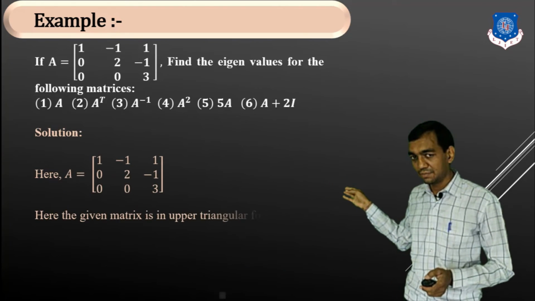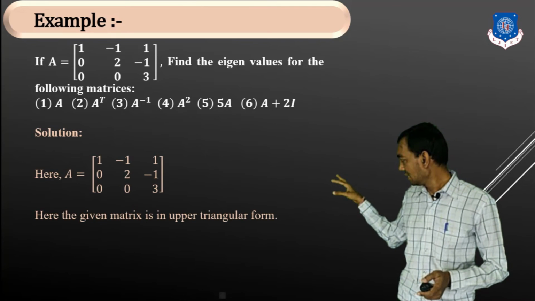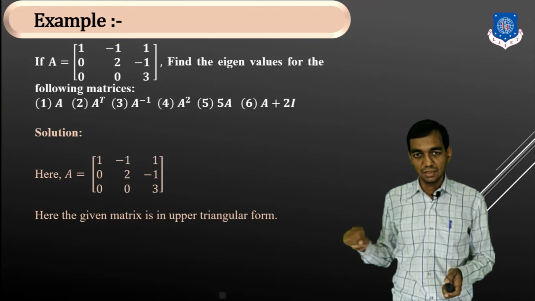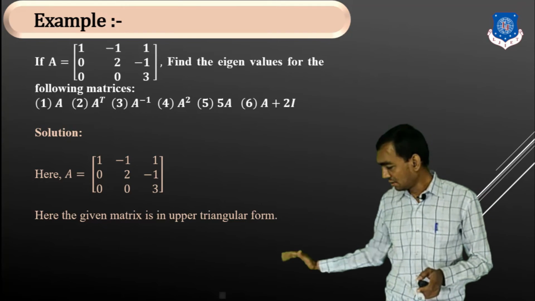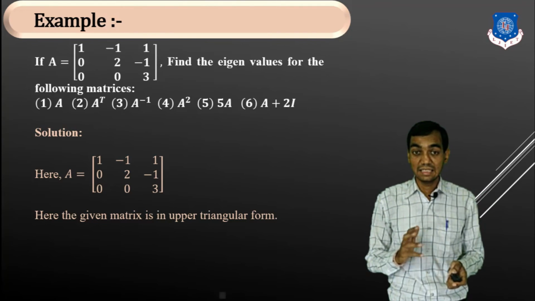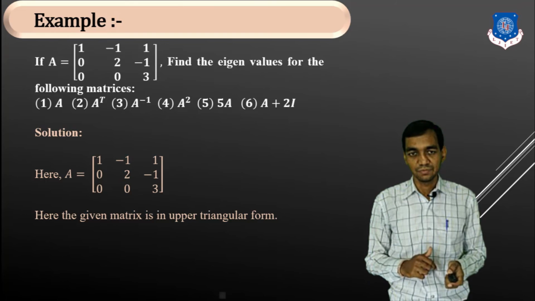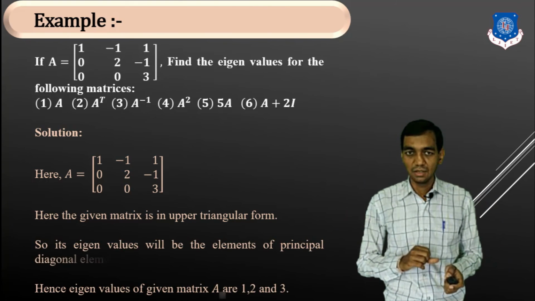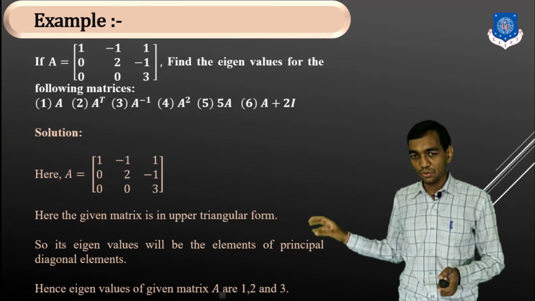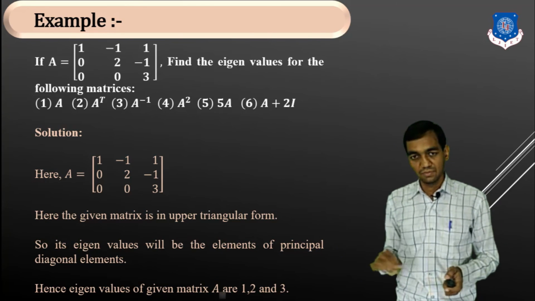See here, the given matrix is in a triangular form. Correct? It is an upper triangular matrix. So all the entries below the diagonal are 0. That means it is the upper triangular matrix. So the diagonal entries are going to be the eigenvalues. And therefore your eigenvalues are 1, 2 and 3.